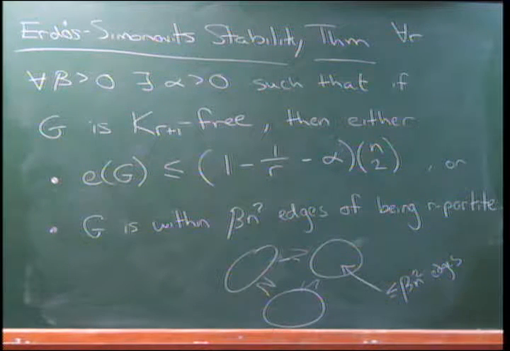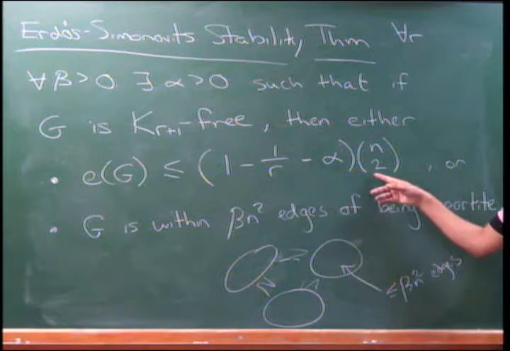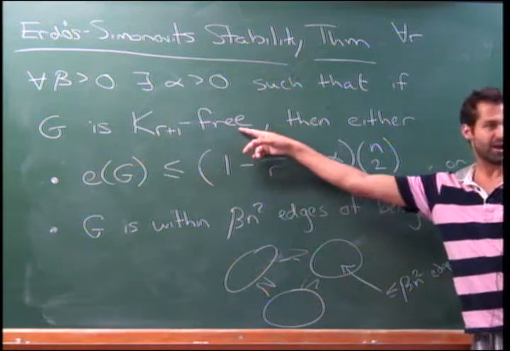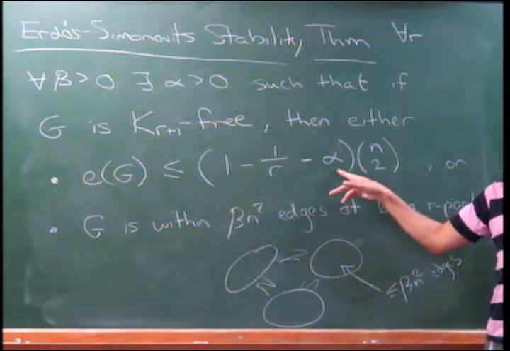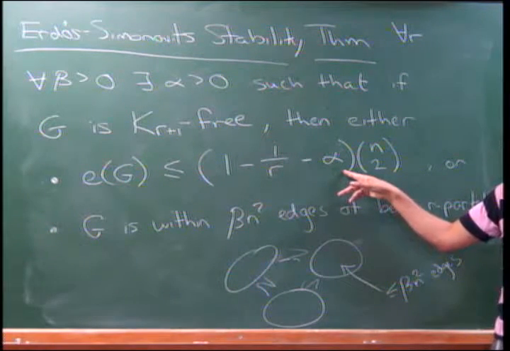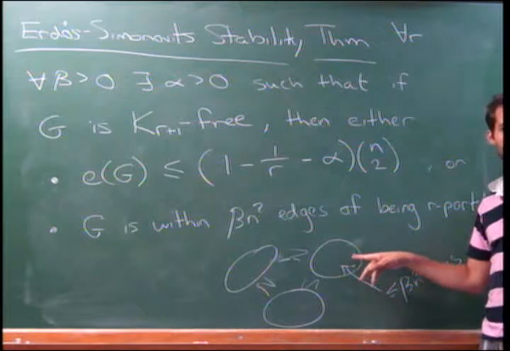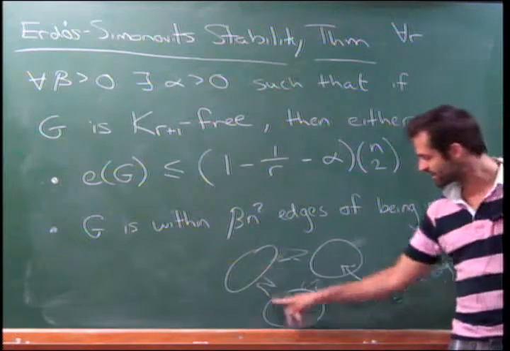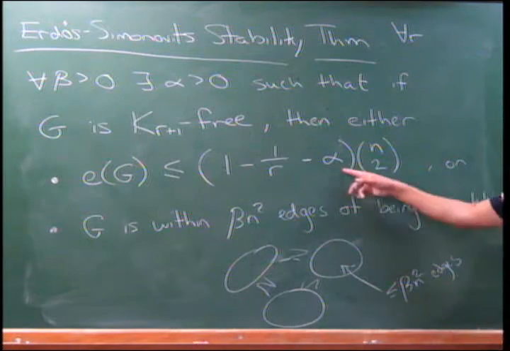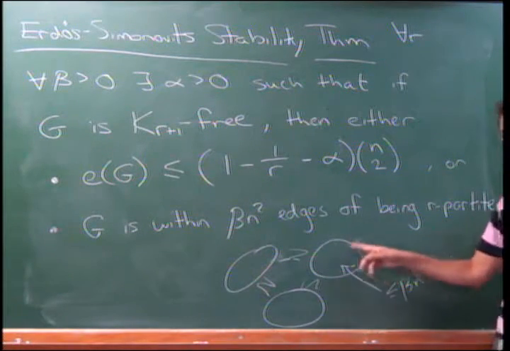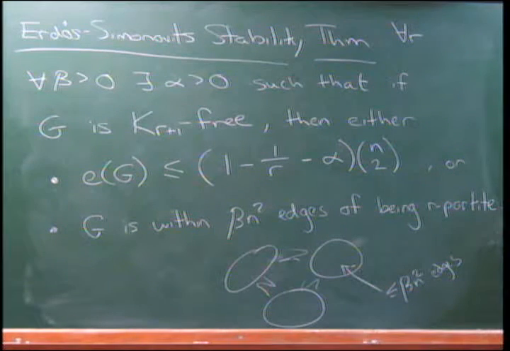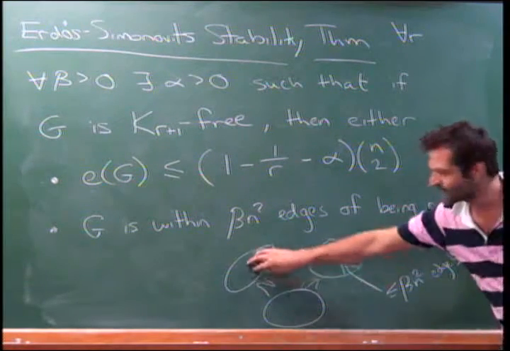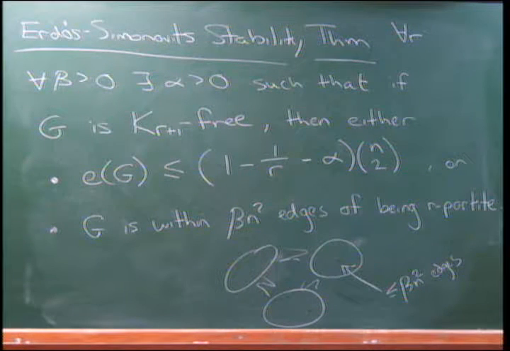Why is this the stability theorem? Well, it says that if you've got no K_{r+1} and you're anywhere near the extremal number, you have to basically look like the extremal example. The extremal graph is the Turán graph. It says if you're even close to it, then you have to look from a distance like the Turán graph. You have only very few edges inside the parts.